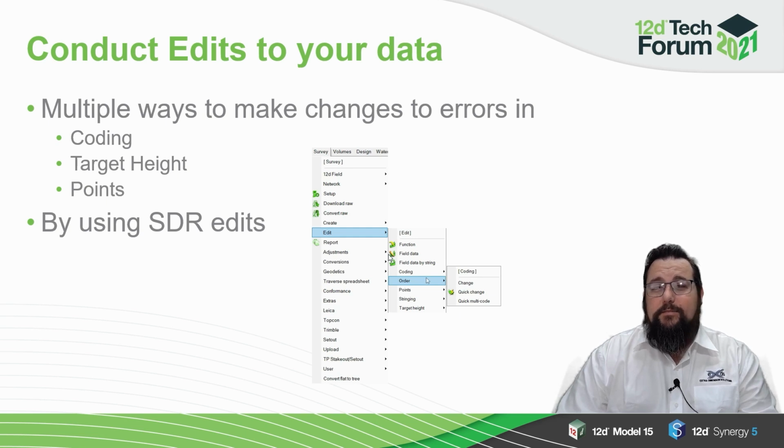Selection for some edits can be done graphically, for example incorrect target height, and others through interactive editing of the survey field data. In all cases, once the edit is completed, the effect is immediately calculated and then displayed. So now over to Ben to show you what you can do.